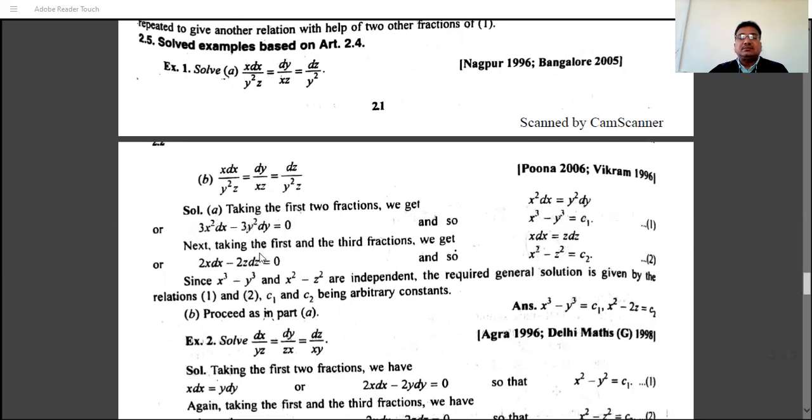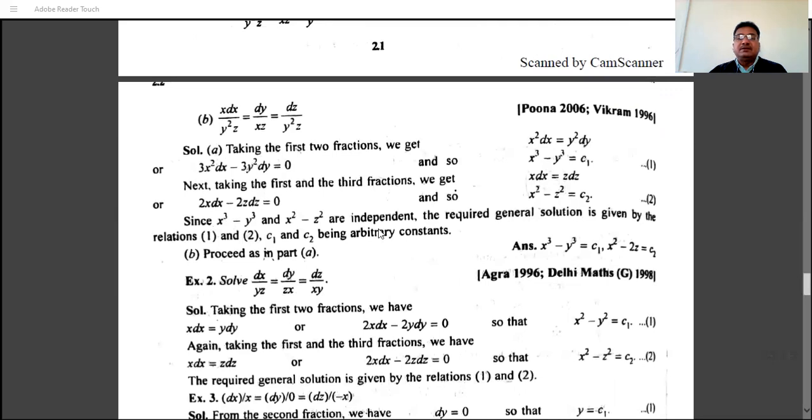Then taking the first and third fractions, what do we have? The y square gets cancelled, and z also gets cancelled. Therefore, x dx is equal to dz. And then after integrating, what do we have? x square by 2, z square by 2, and then by multiplying by 2, we have this answer: x square minus z square is equal to c2. And therefore, these are independent, and 1 and 2 form the required general solution of the given differential equation.